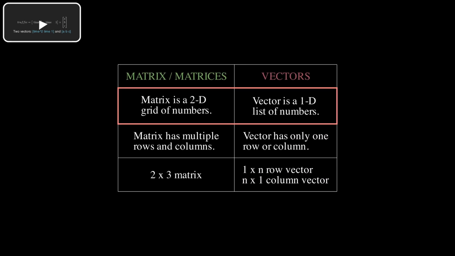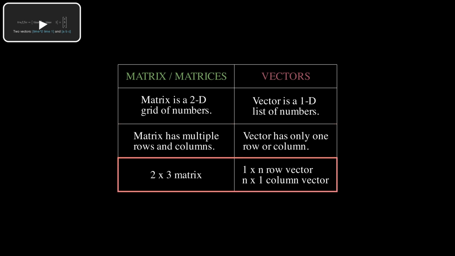Matrix is a 2D grid of numbers, while vector is a 1D list of numbers. Matrices have multiple rows and columns, while vectors have only one row or column. Finally, a matrix is described by its order, like 2 by 3, while a vector is called either a 1 by n row vector or n by 1 column vector. From this, we see that vectors can often be thought of as a special case of matrices.